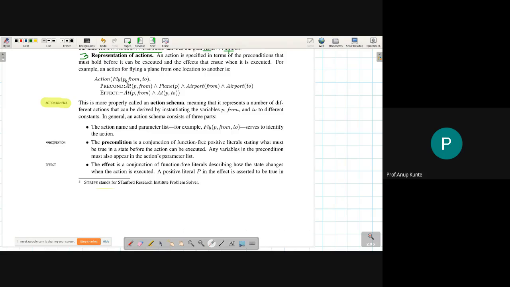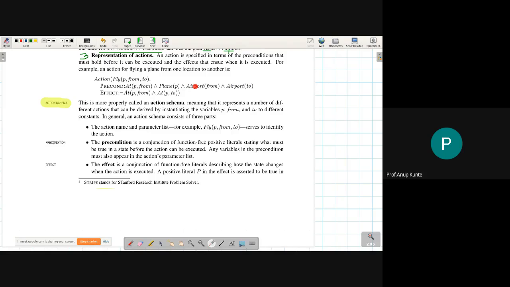So I'm flying a plane P from an airport which is referred to as "from" to an airport which we are referring to as "to". The precondition here is At(P, from) and Plane(P) and Airport(from) and Airport(to). So I need to fly a plane P from "from" to "to".